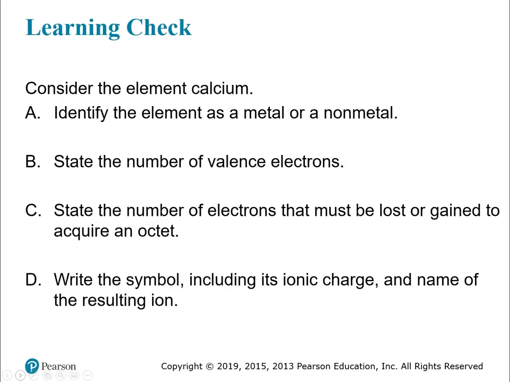Let's do another question. I'd encourage you to pause on this one and work it through yourself. Then rejoin me and see how you did. We're going to consider calcium. Identify the element as a metal or a nonmetal. If you find it on the periodic table, you'll see it's a group 2A element. The group 2 elements are the alkaline earth metals. So this is a metal.